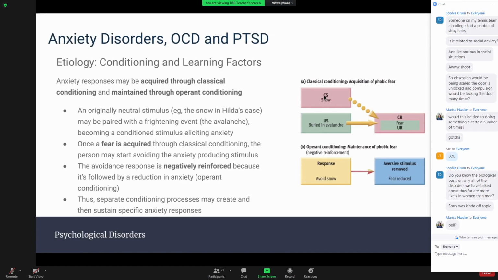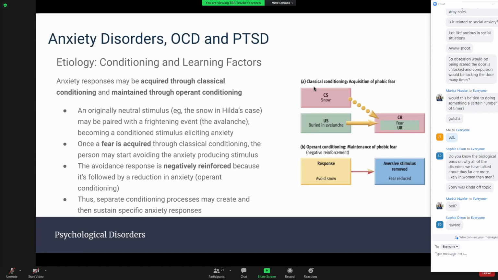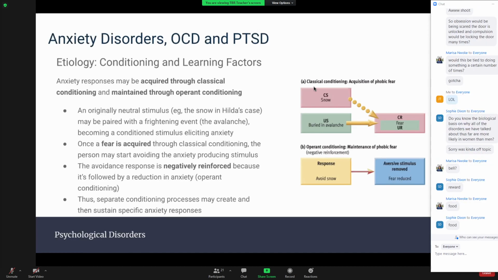Ding, ding, ding. Yes, bell? Correct, Marissa. The bell is the neutral stimulus. And what is that paired with? Yep, a reward, specifically in the form of a prime rib, exactly. And then the bell becomes the what?